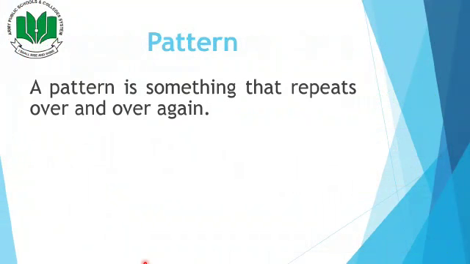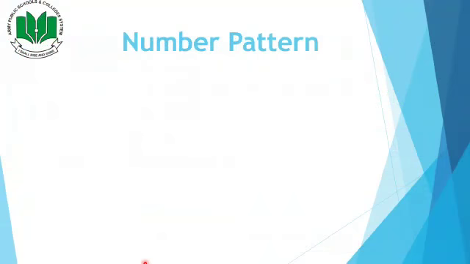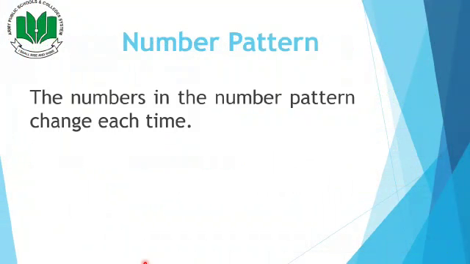What is a pattern? A pattern is something that repeats over and over again. Like this: red ball, blue ball, red ball, blue ball, red ball, blue ball. This is an example of pattern. Number pattern. The numbers in the number pattern change each time. For example, 0, 2, 4, 6, 8, 10.